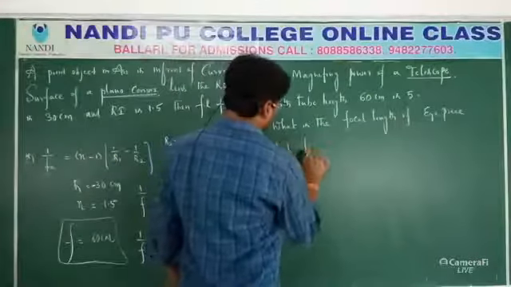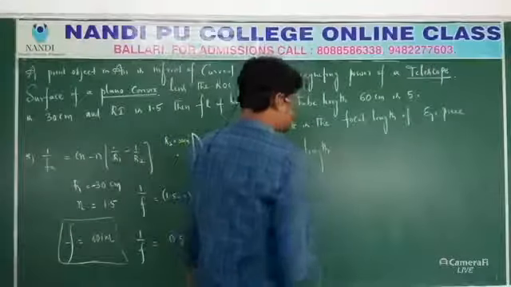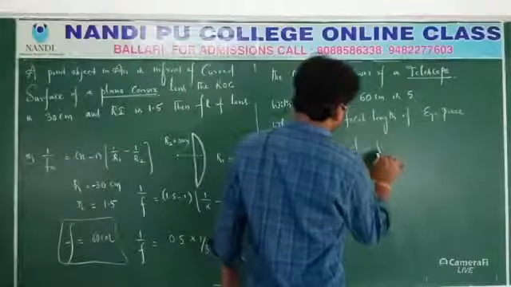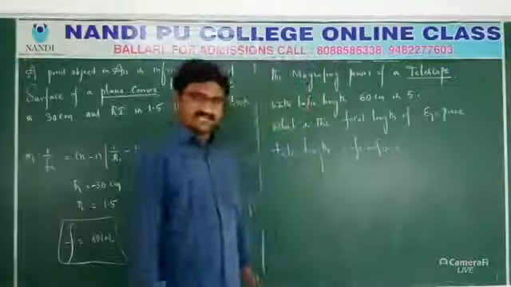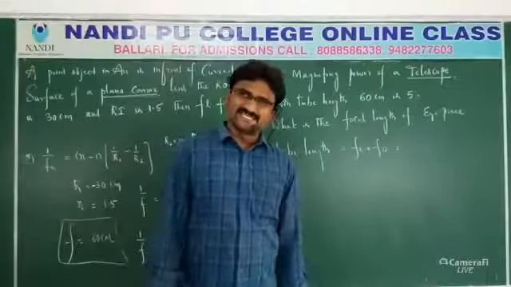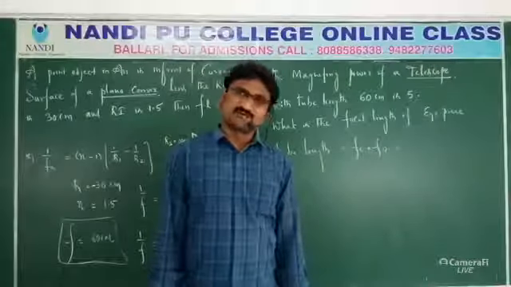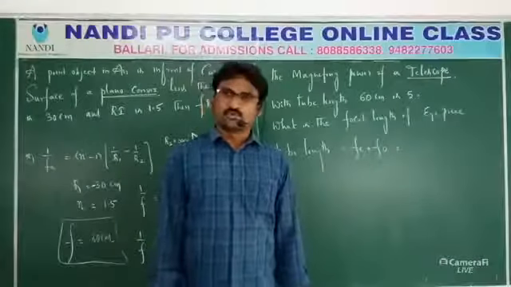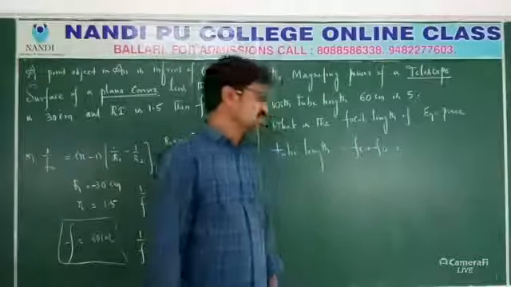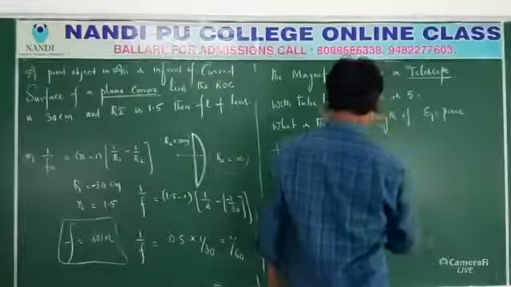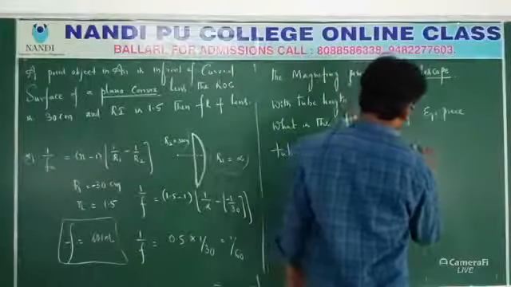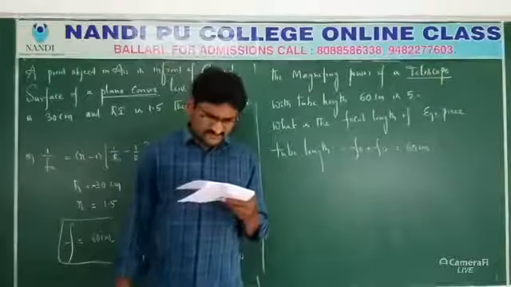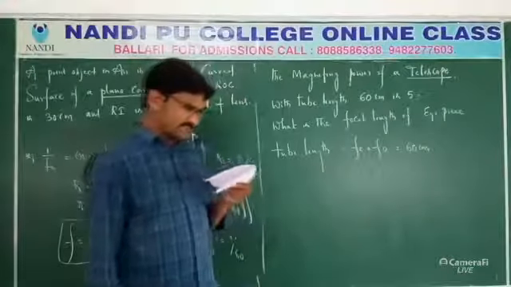The required information I am writing now. Tube length is equal to 60 centimeters. That is nothing but Fe plus Fo. In a telescope, the total length is considered as the tube length, which is equal to the sum of the focal length of the eyepiece and the focal length of the objective. Together they are considered as the tube length. How much is it given? 60 centimeters. And the magnifying power of the telescope is given as 5.